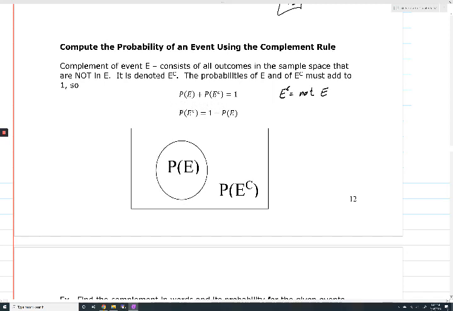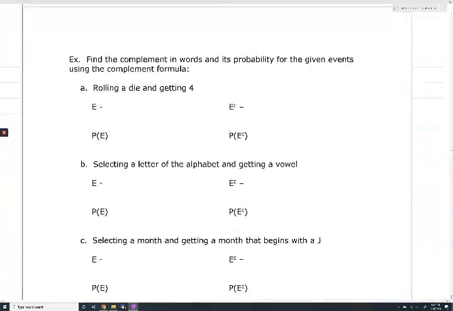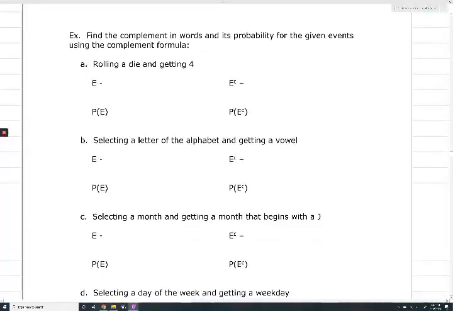So keep that in mind. Sometimes it's a lot easier to find the not probability than it is to find the actual probability you're looking for. And so using these complement rules is very helpful. So here we're going to go through, I'll do the first one and then pause the video, go through and see if you guys can get the rest of them.